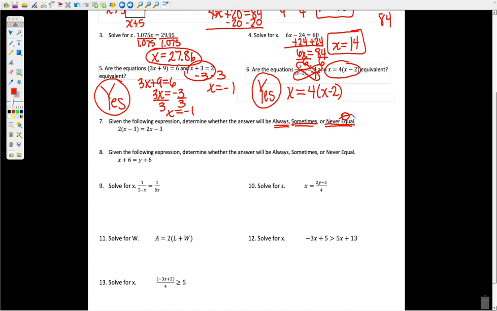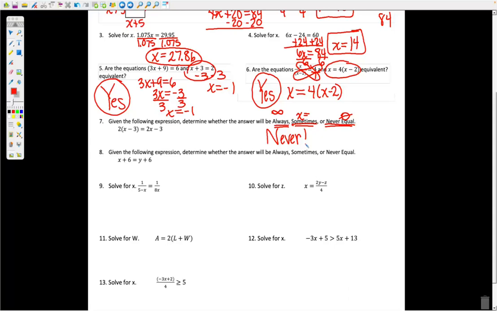So sometimes is, yeah, I can solve it and I can get an answer. Always is, okay, this is going to be like all real numbers type stuff. Never means no solution. So, what about number 7? I said never. Why do you say never? Because I distributed and I got -6 equals -3.